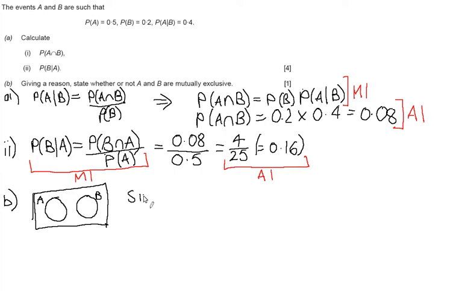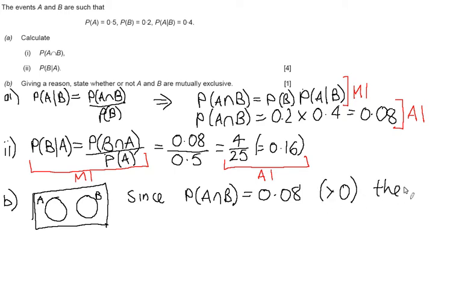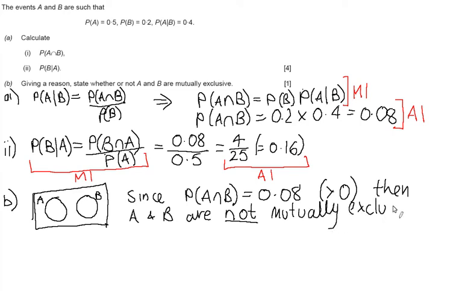Now, since the probability of A intersect B is not only not equal to 0, but is equal to 0.08, so it's greater than 0, then A and B are not mutually exclusive. And please make sure you write a full sentence, and make sure it makes sense as to why you have found they are not mutually exclusive.